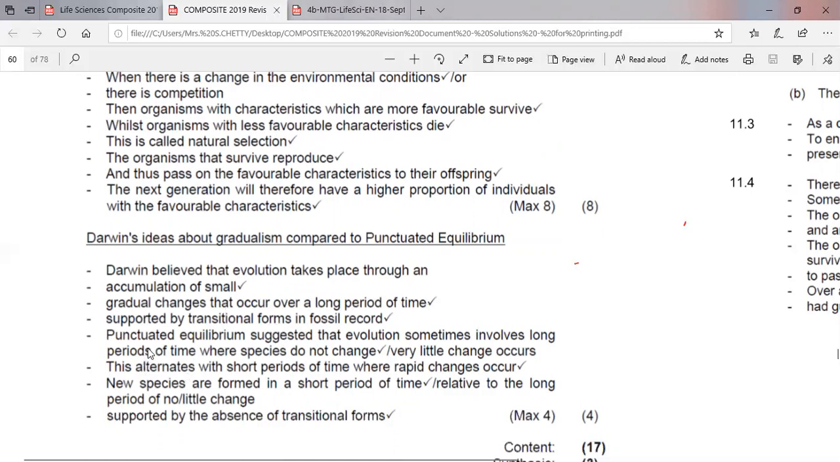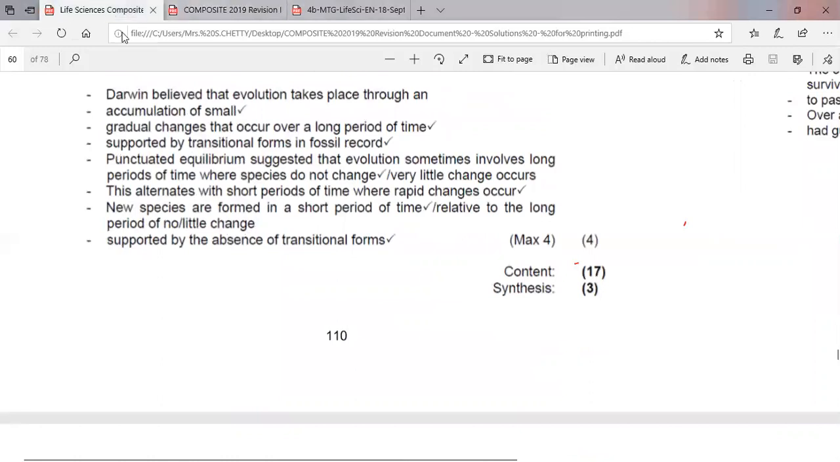Punctuated equilibrium suggests that evolution sometimes involves long periods of time where there's no change or very little change, alternating with short periods of time where there are rapid changes. New species are formed in a short period of time, supported by the absence of transitional fossils. What they are actually giving you in the question is that they're just asking what Darwin's theory is and what punctuated equilibrium is. That's what they expected in the essay. All right? Good.